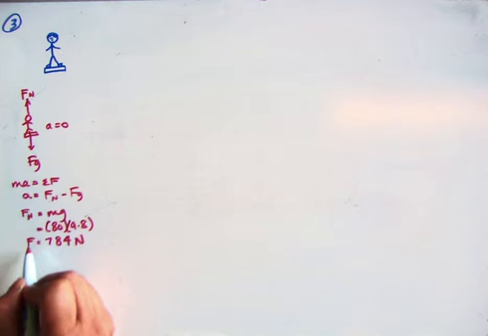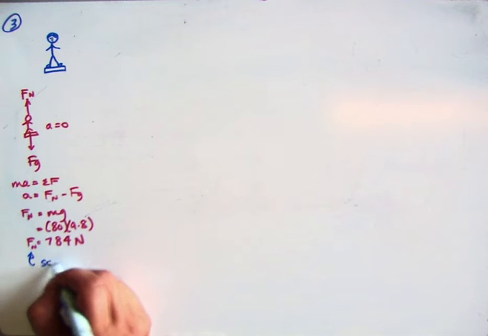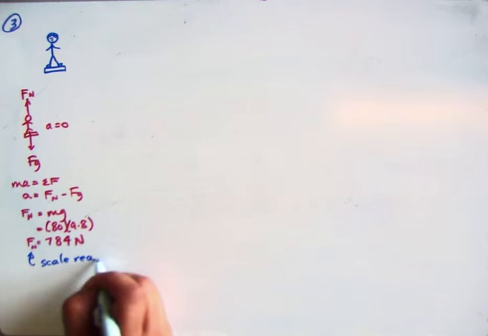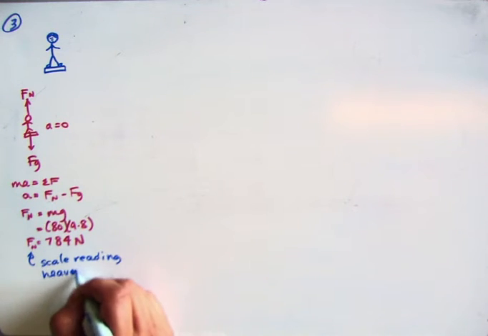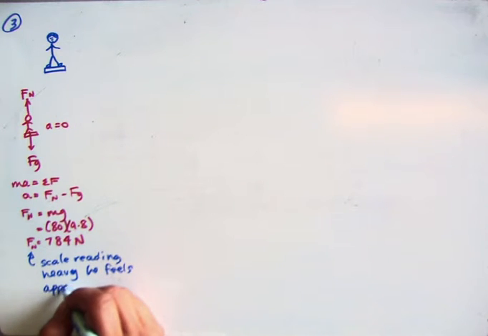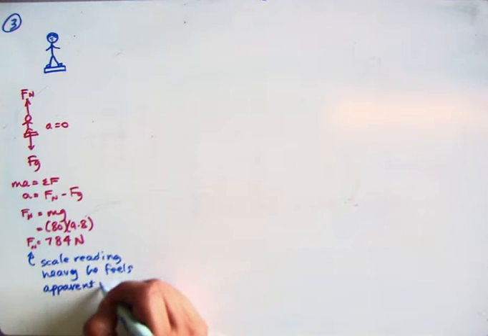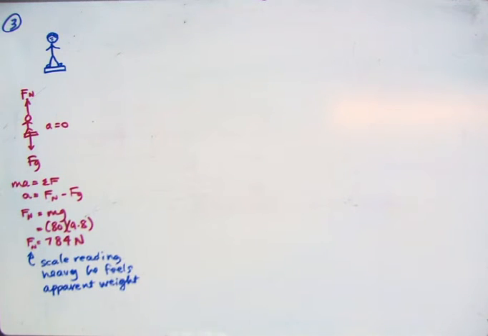that's what the scale would read. So why did I calculate Fn? Because like we've said, anytime it says scale reading, how heavy does he feel, or his apparent weight, all these things go back to the normal force. And then in order to convert it to kilograms, it's just dividing it by 9.8.